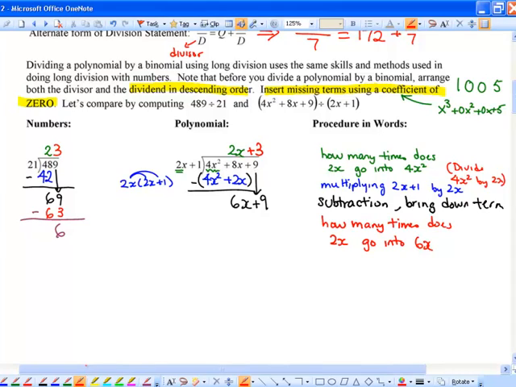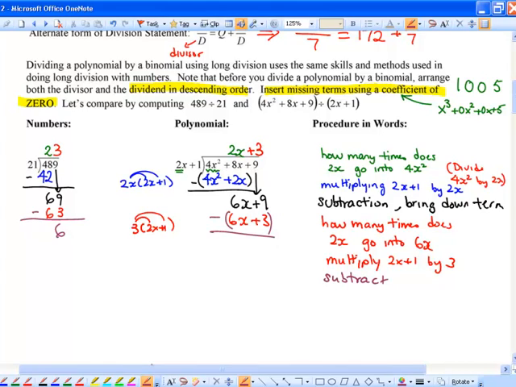And then, of course, we did 3 times 2x plus 1. So then, of course, we're doing the next part here. Multiply 2x plus 1 by 3. And we distribute, so we get 6x plus 3. And what do we do again after this? Yeah, we subtract. So let's subtract. 6x minus 6x is 0.